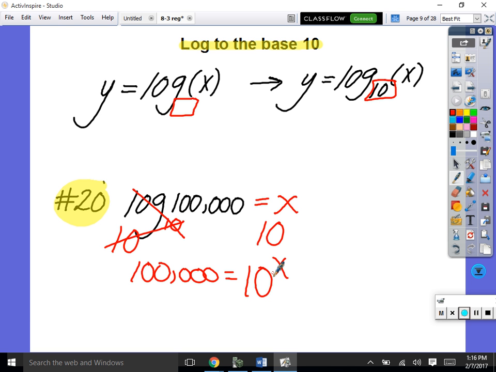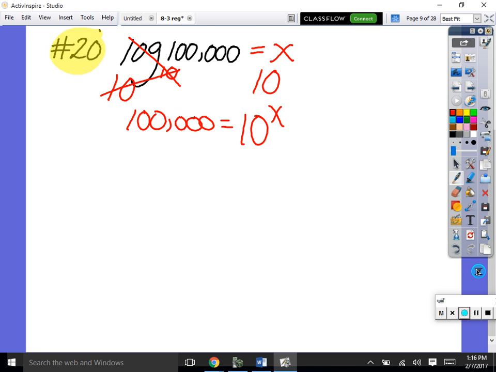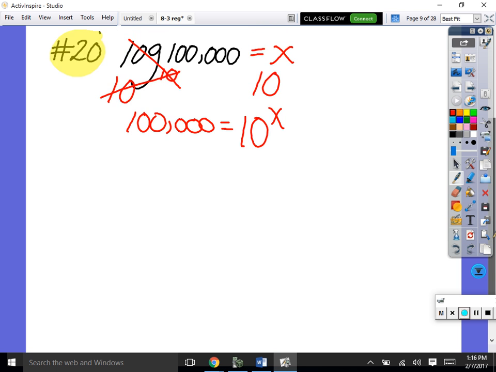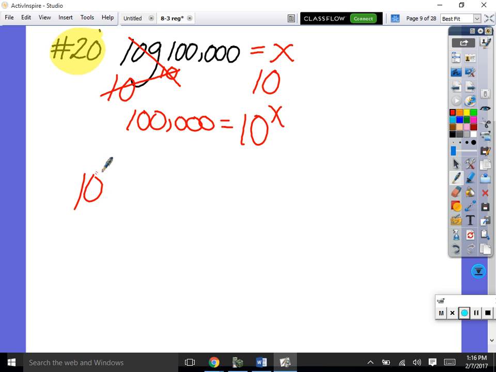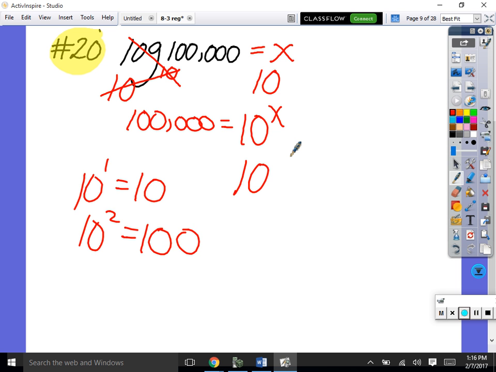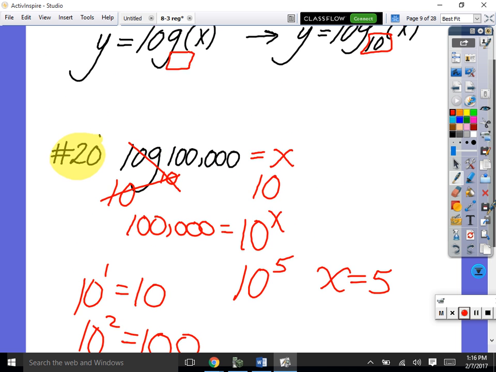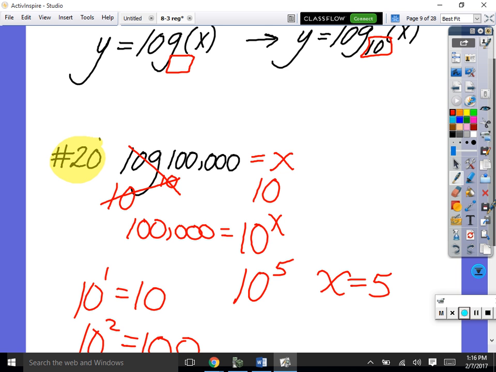So what's my answer going to be? Try it. If you don't know, go into your calculator. Do 1, 2, 3, 4, 5. Nope, it's not 10, but good try. Okay, everybody listen up. 10 to the first power is 10. 10 to the second power is 100. Right? It's 10 to the fifth. So x equals 5. So our answer was log of 100,000 equals 5. Not 10 to the 5, just equals 5. That's our answer.